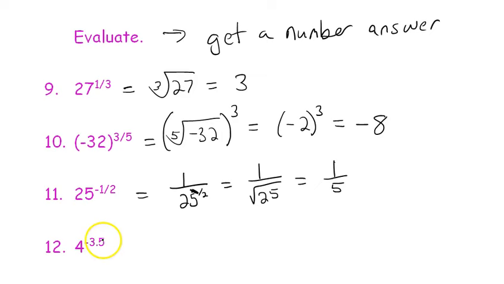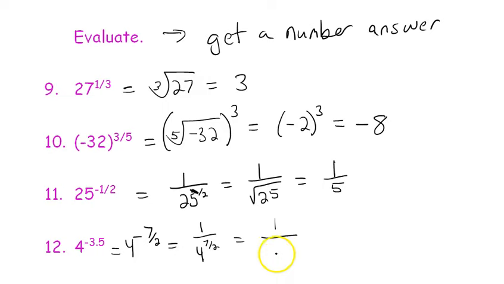And then example 12 is another one of those decimals. I'm going to change it first. So 3.5 changed to a fraction is 7/2 as a top-heavy fraction. And again, this is a negative in the exponent. And a negative in the exponent says move it to the bottom. So that's 1/4 to the 7/2. And I'm going to write that then as a radical.